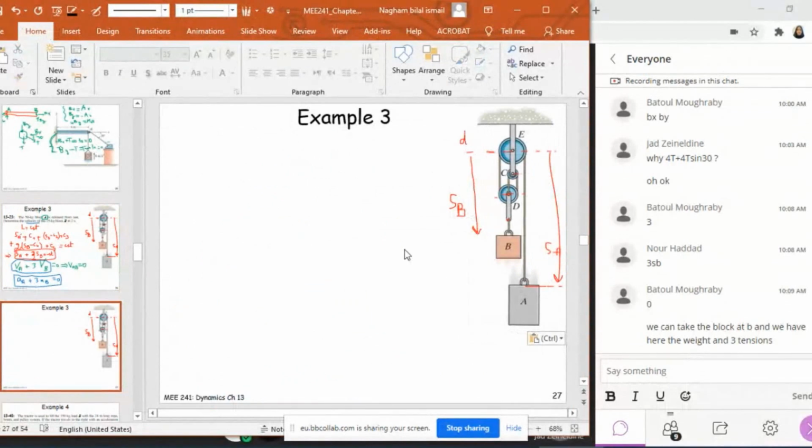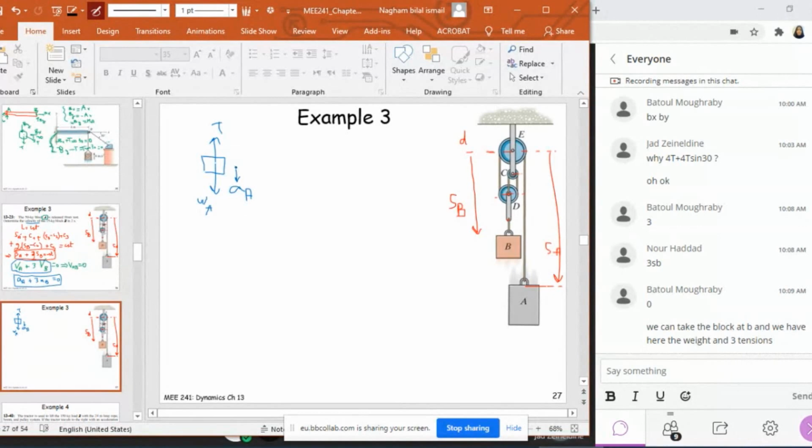How can I use the kinetics relation in order to solve this problem? I'm going to take each of my blocks as my free body diagram, all right? First, block A. If I take block A, I have the weight of A, and A is held by T, the tension inside this one rope. And this is the acceleration of A.